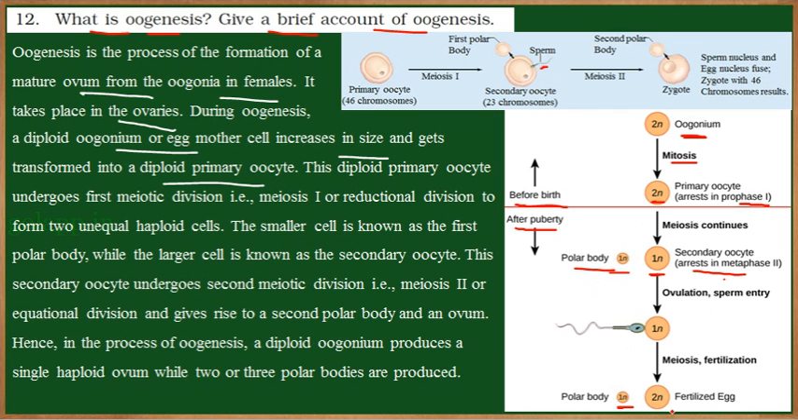Now this egg cell gets fertilized with the sperm and forms a zygote, and at the same time the first polar body, which was present, also completes its second meiotic division, giving rise to two more polar bodies. So at the end of oogenesis there are 3 polar bodies and 1 haploid ovum, or the egg.